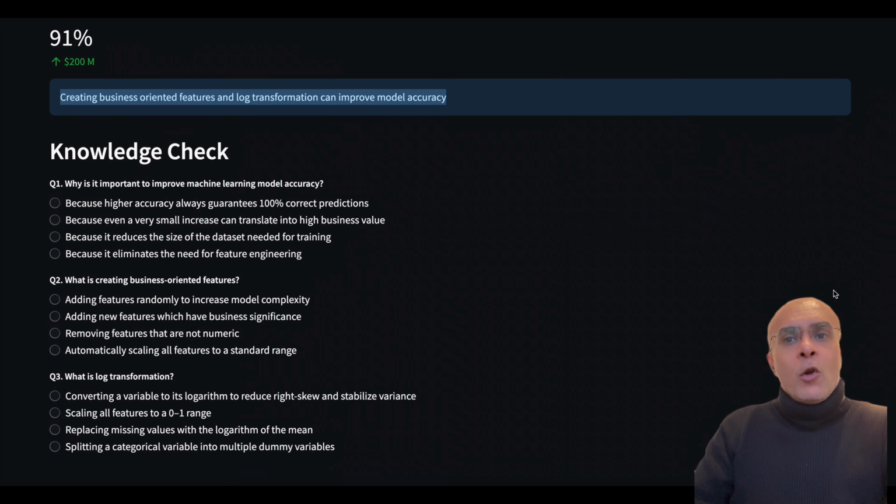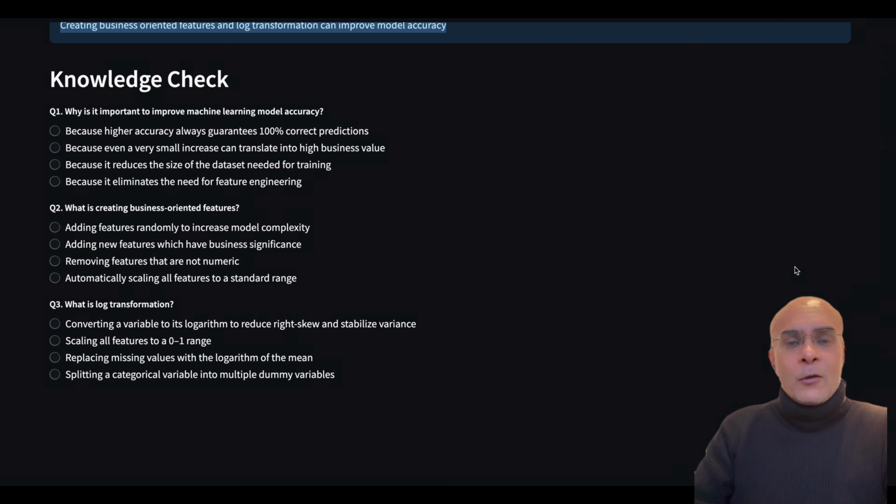Now let us do a quick knowledge check just to see if you understood all the concepts which I have discussed. The first question coming your way is, why is it important to improve the machine learning model accuracy? I'll give you 1 second to think about it.